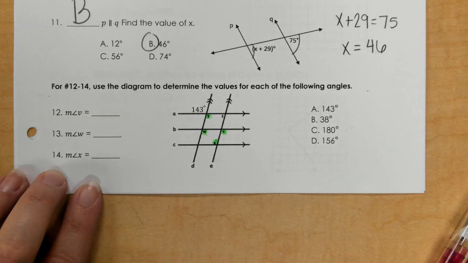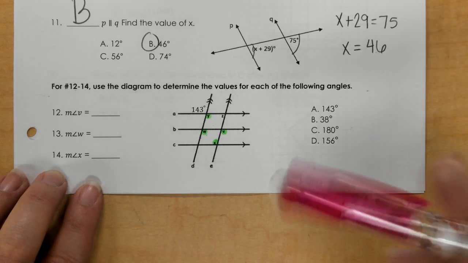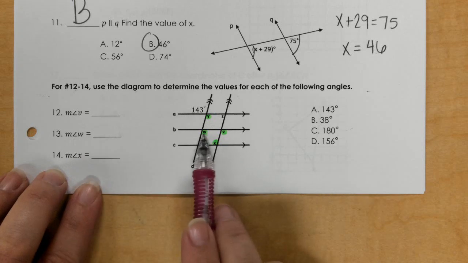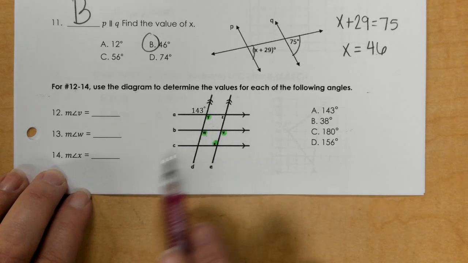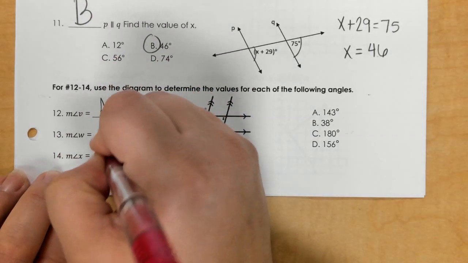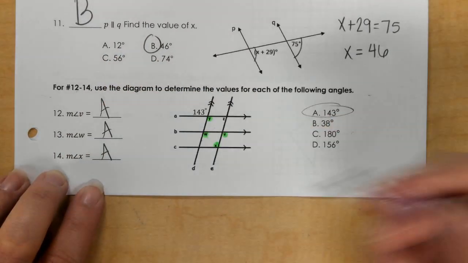Okay, so everything that I highlighted there equals 143. And so if we check here, we have V, W, and X. Those are all 143, which is letter A. So A works for all three of those.